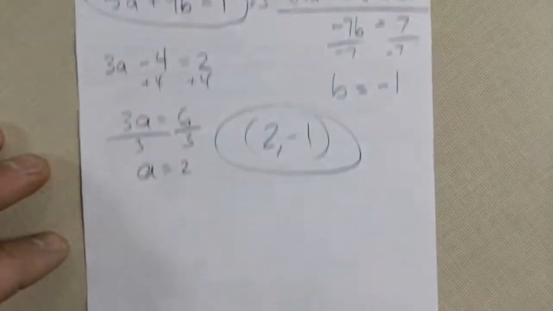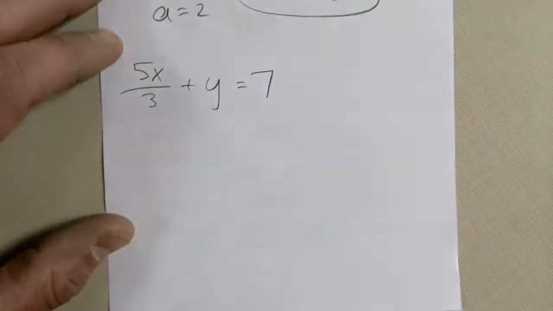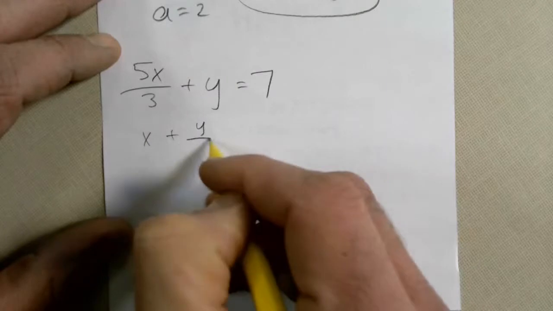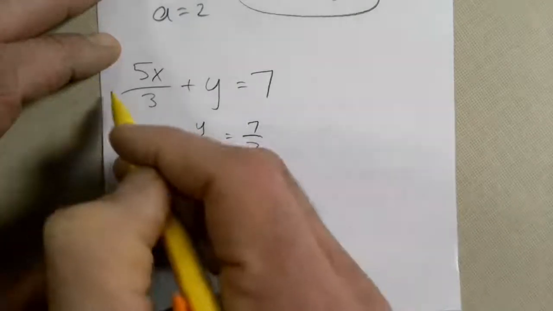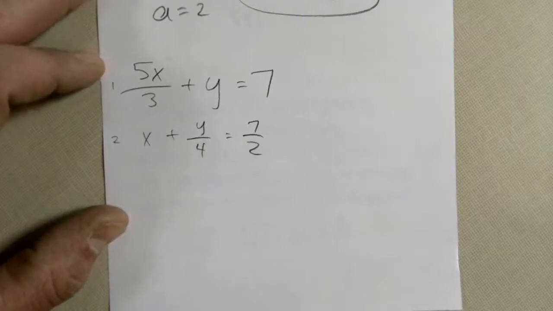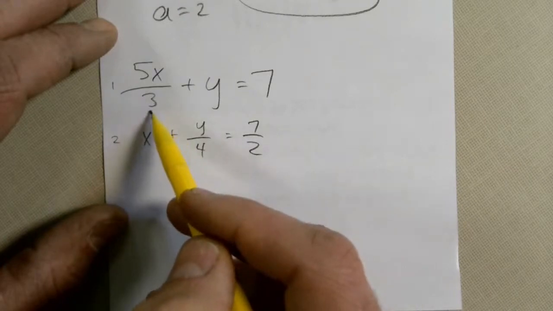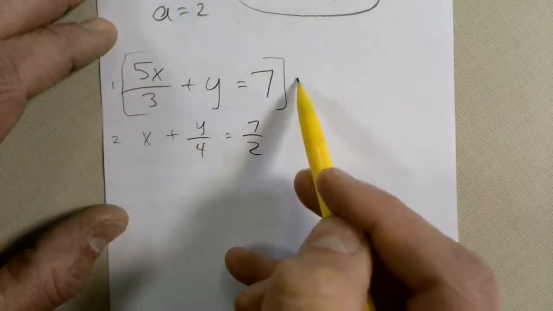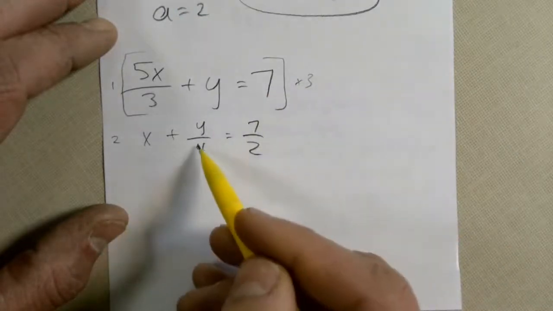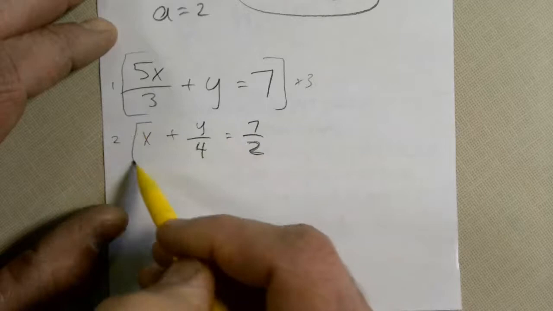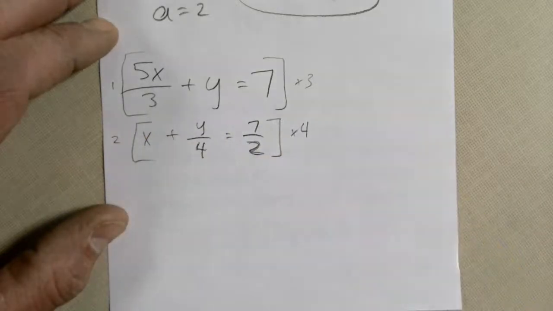One final situation that could be complicating things for you. Look at this guy. Whoa. It's got fractions. Okay. That's no problem for us. What we're going to do, we have equation 1, equation 2. We're going to clear the fractions by multiplying each equation by the least common denominator of its denominators. So this one has a 3 in the denominator. So if I multiply this by a 3, it'll clear the fraction. This one has a 4 and a 2. So I'll need to multiply by a 4 to clear the fractions.